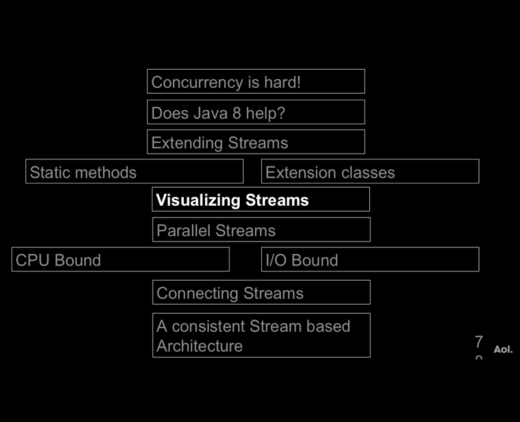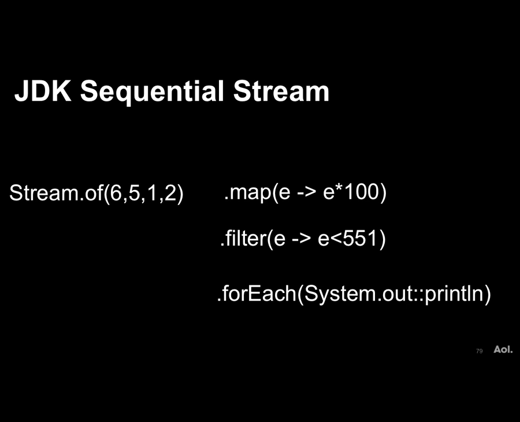Right, so what I'd like to do now is cover how to leverage the 2 extended stream types to build concurrent applications. And in order to do that, I think it would be useful to establish a model of visualizing streams. So we can take a pretty standard and straightforward sequential JDK stream example. So in this example, we have a stream of 4 values, 6, 5, 1, 2.